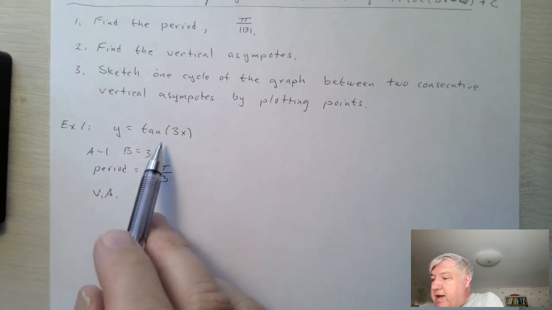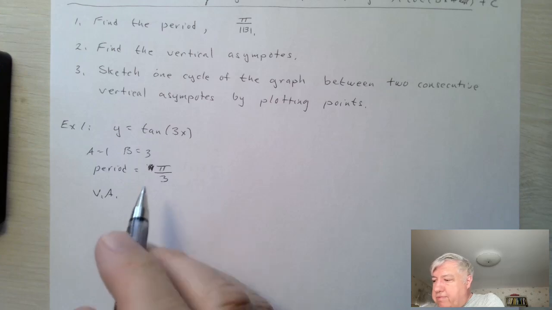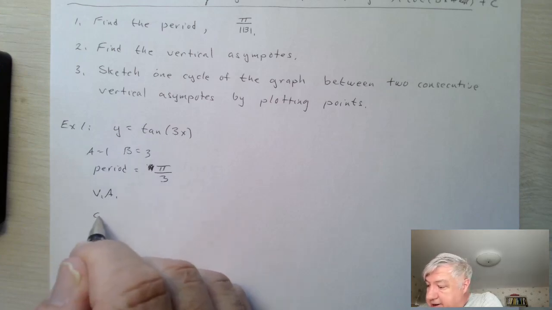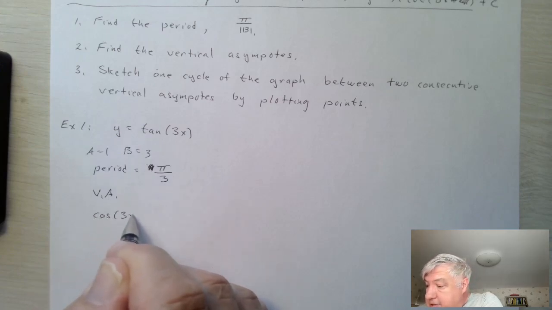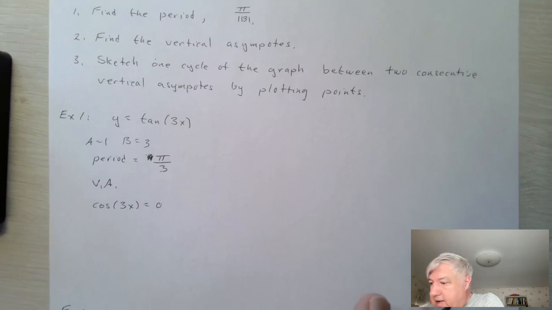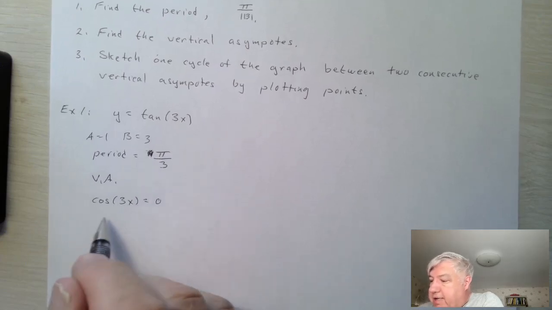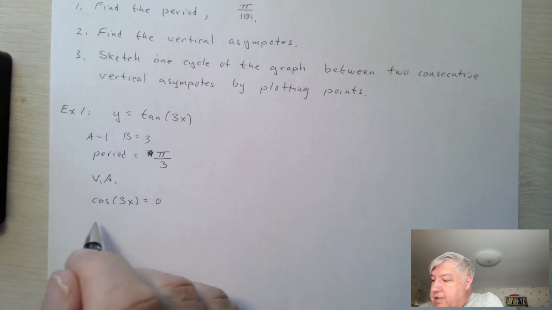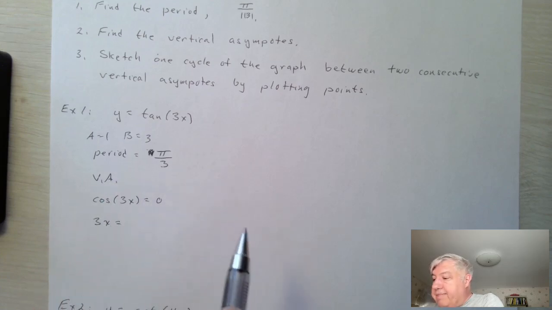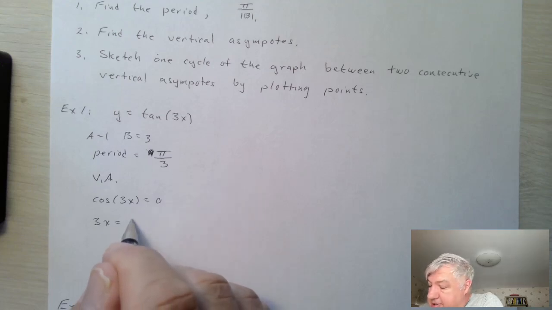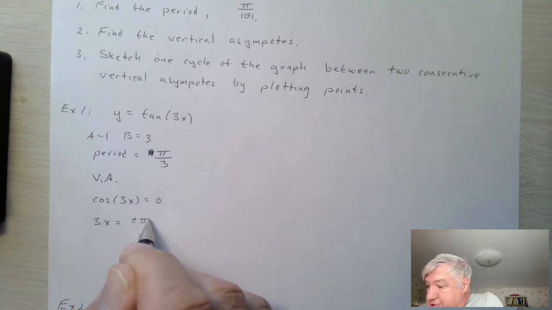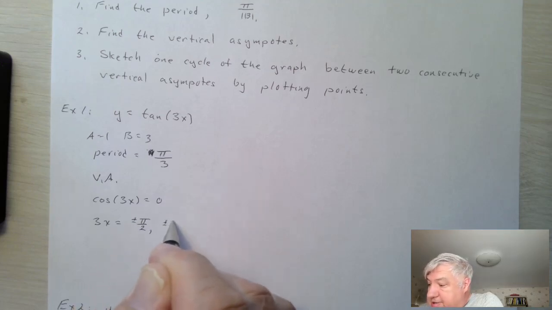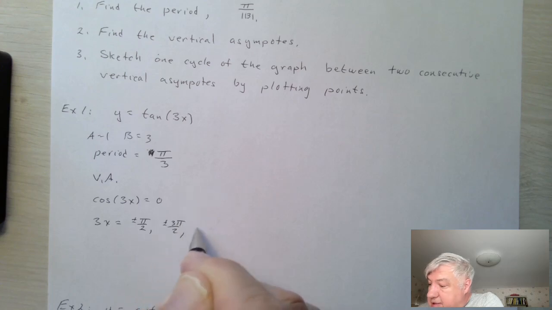Well, you just find out. Okay, this will be where the cosine of 3x is equal to 0. So the cosine is 0 when 3x is at plus or minus pi over 2, plus or minus 3 pi over 2, plus or minus 5 pi over 2, and so on.